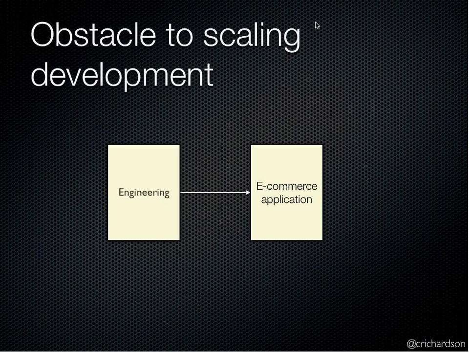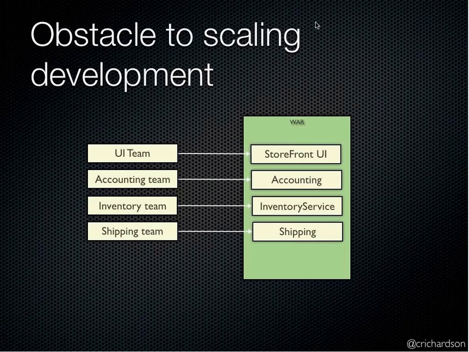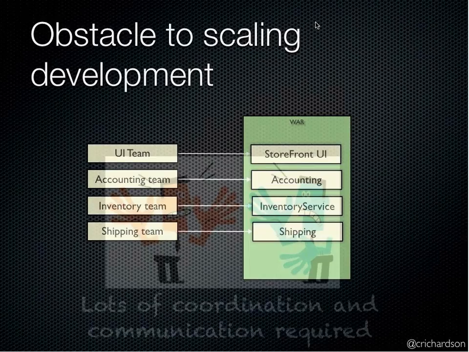It's also an obstacle to scaling development. When you've got a large project, you really want to be able to split up the engineering team into sub-teams where each team works on a specific functional area. So you've got the UI team working on the storefront, the accounting team working on the accounting service, the inventory team working on the inventory service, and so on. The trouble is, if at the end of the day, all of those changes have to go into the same WAR file, that actually requires a lot of communication and coordination between the various teams.